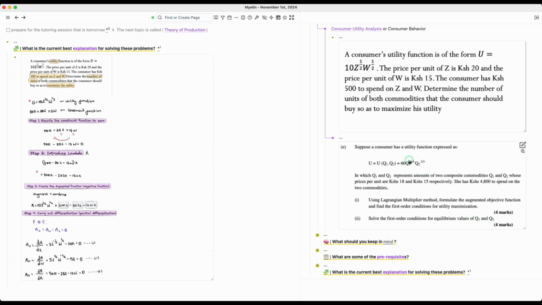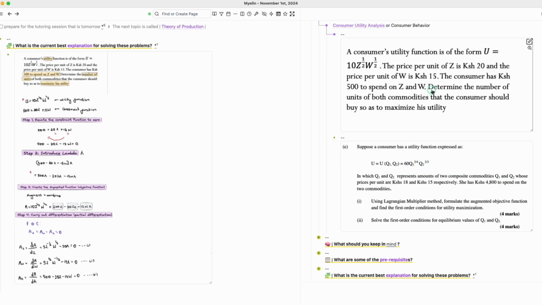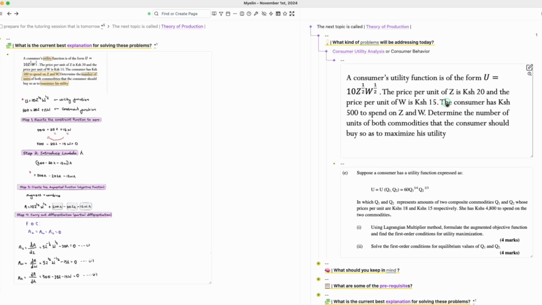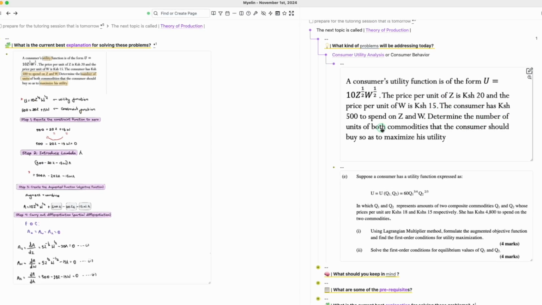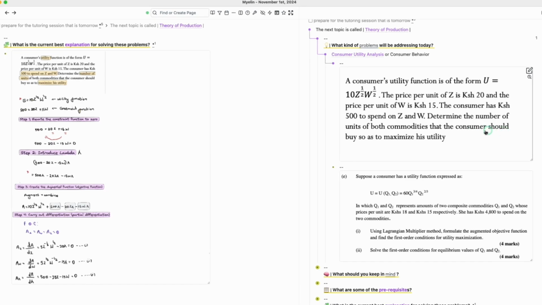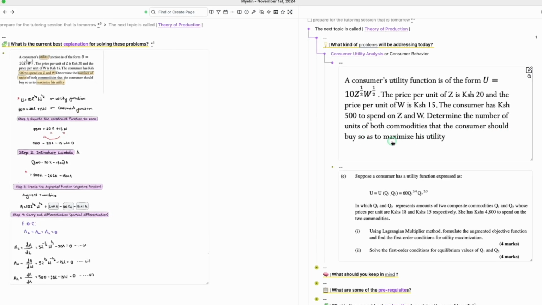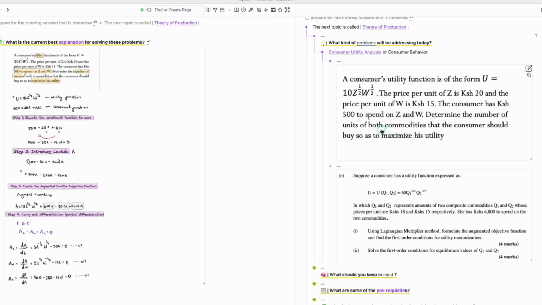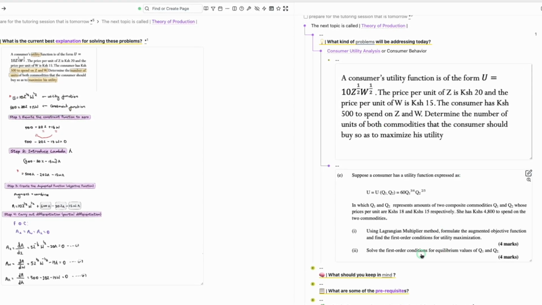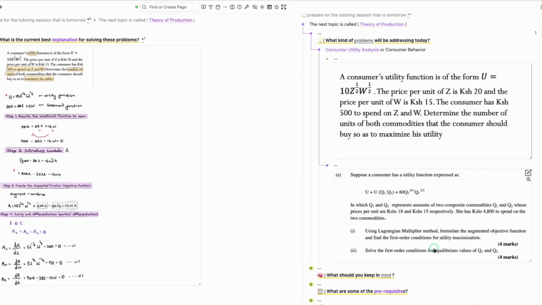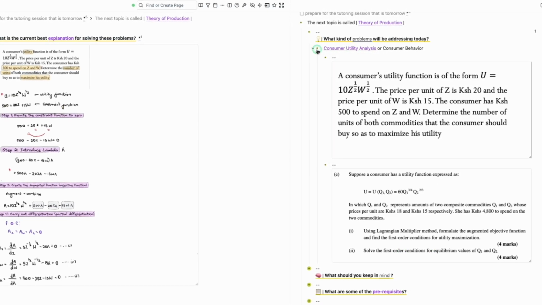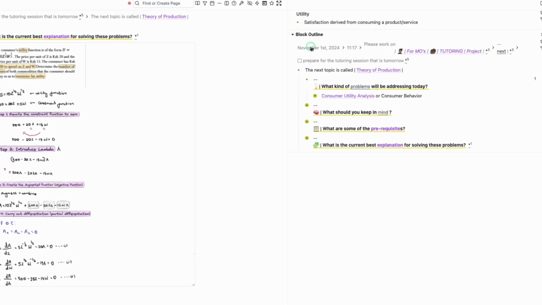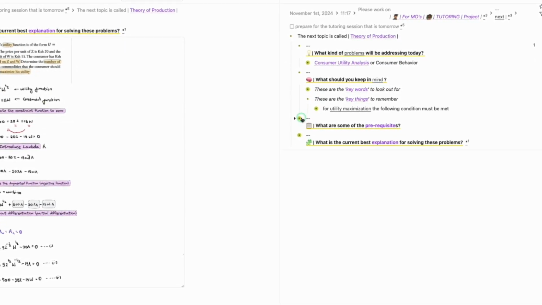In this case, we are solving for the values of Q1 and Q2. In the question that we are addressing, determine the number of units of both commodities that the consumer should buy so as to maximize utility. So to determine that number of units, we need to address an equilibrium condition as it has been indicated in this question. That is something that we need to keep in mind when you're solving these questions. There are some key things to remember here.